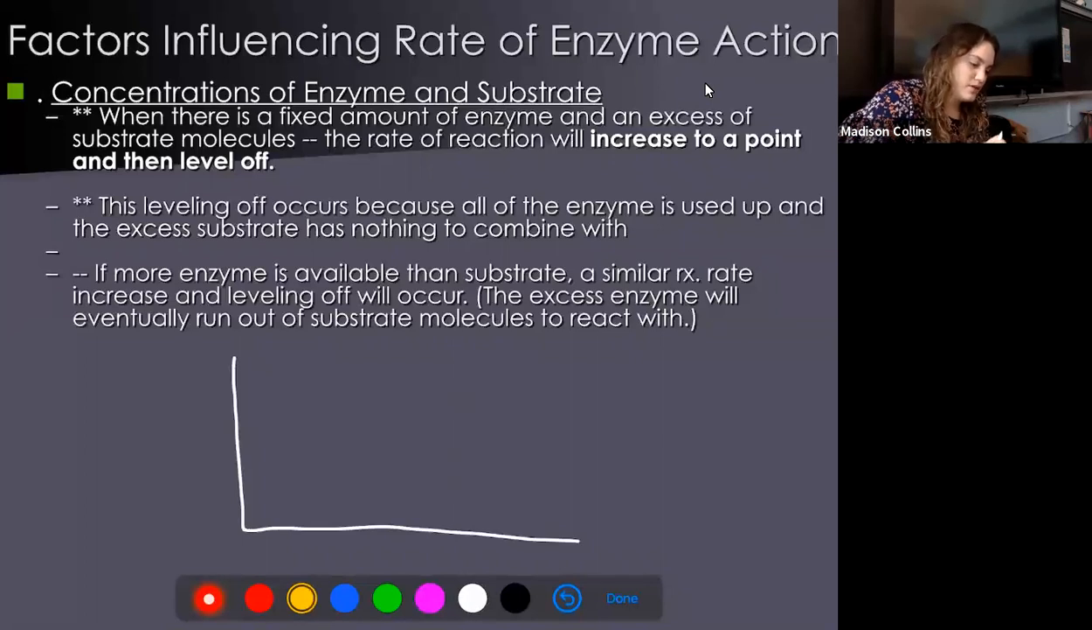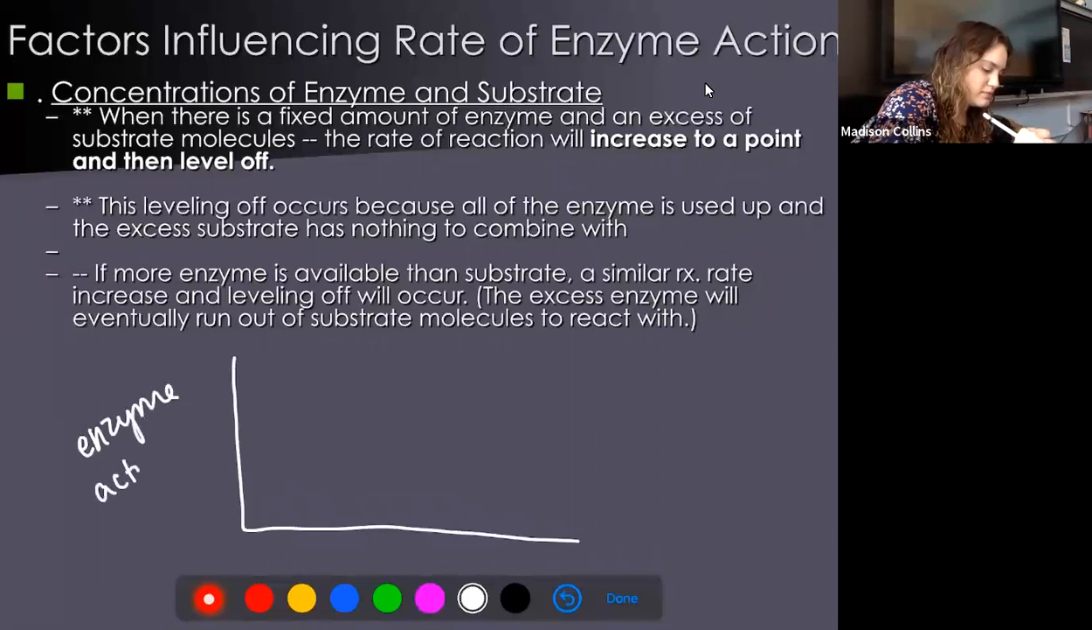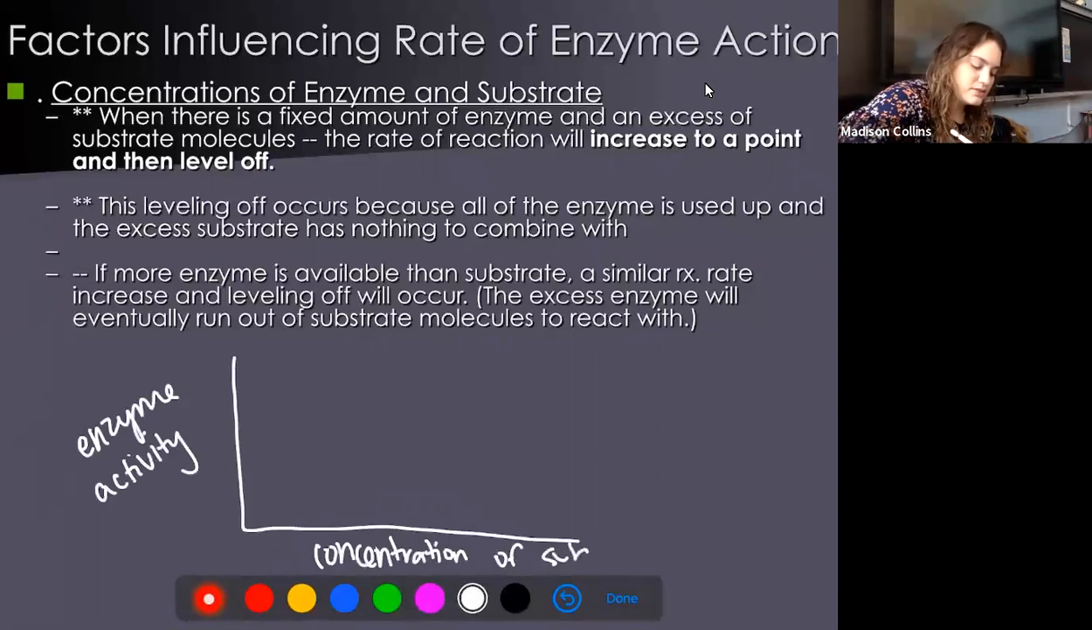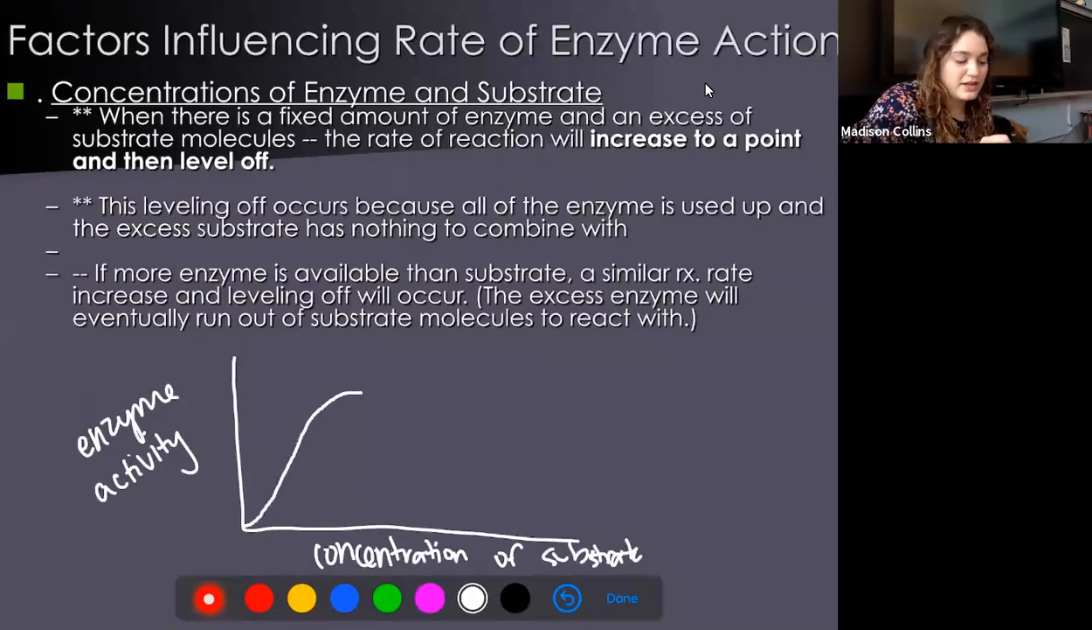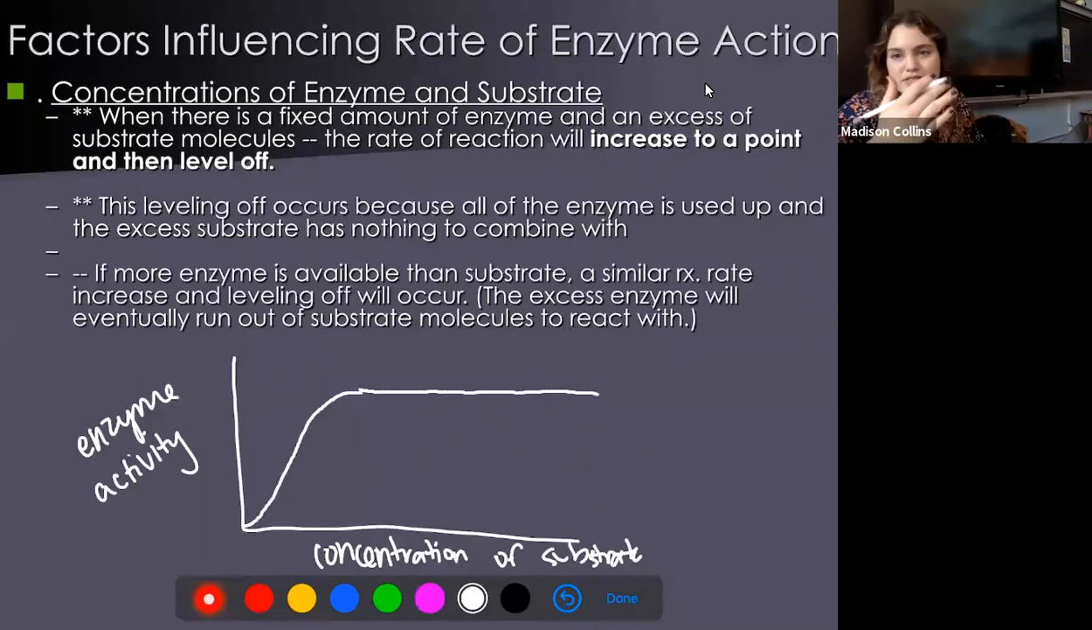Essentially, it would look something like this. So once again, enzyme activity with concentration, or I'll say like amount of substrate. So it would look something like this, where the activity would increase, but then once we run out of substrates for that enzyme to connect with, the activity is going to level off. And it's not going to increase, it's not going to decrease, it's just going to stay the same. And that's because there is no more substrates for the enzymes to connect with.